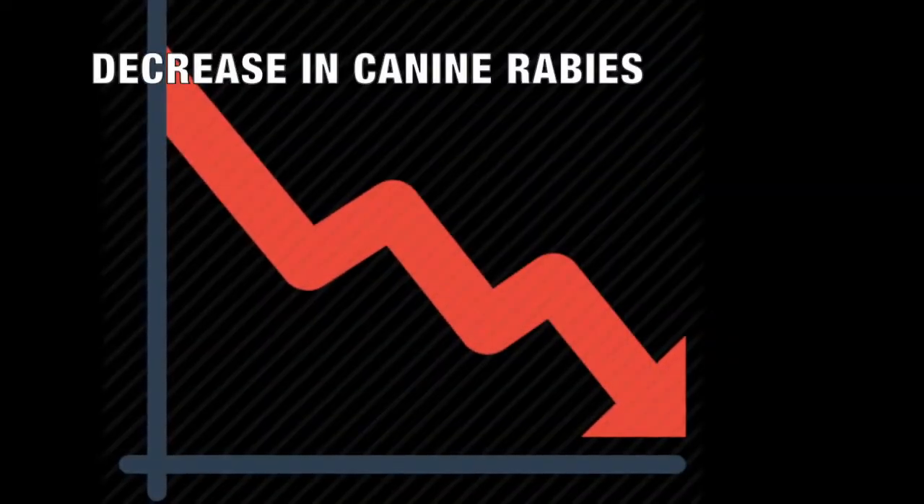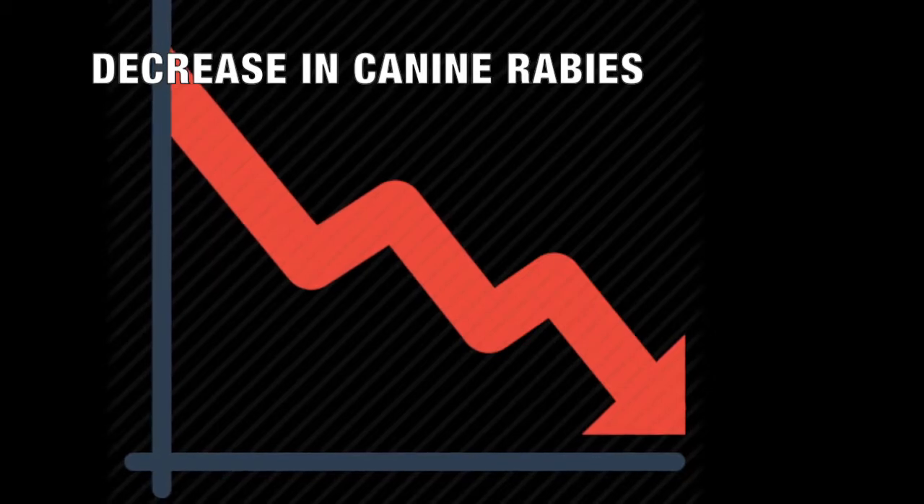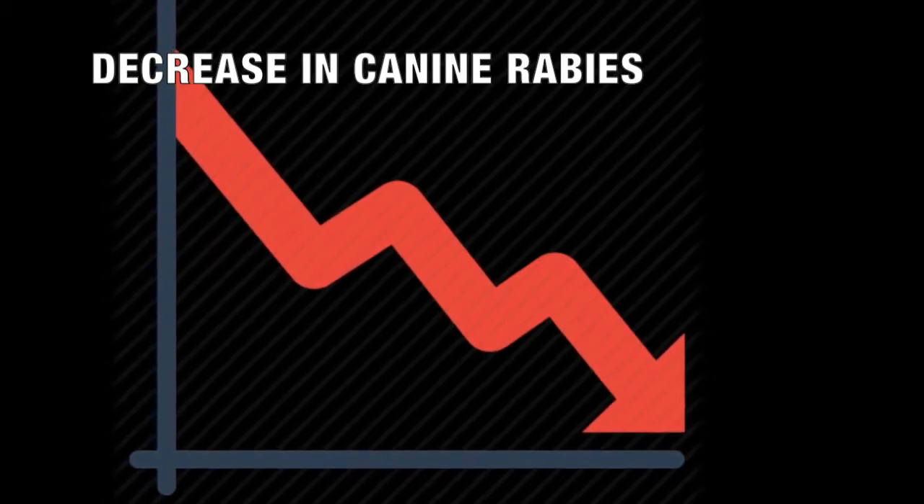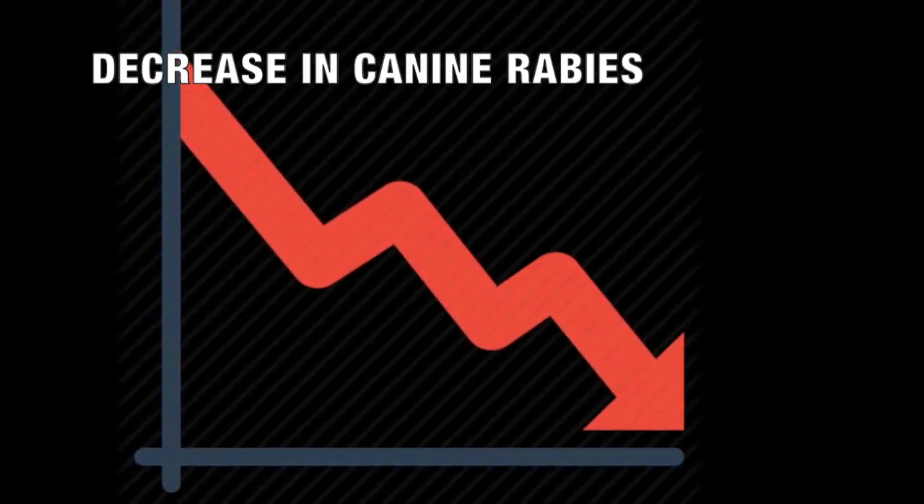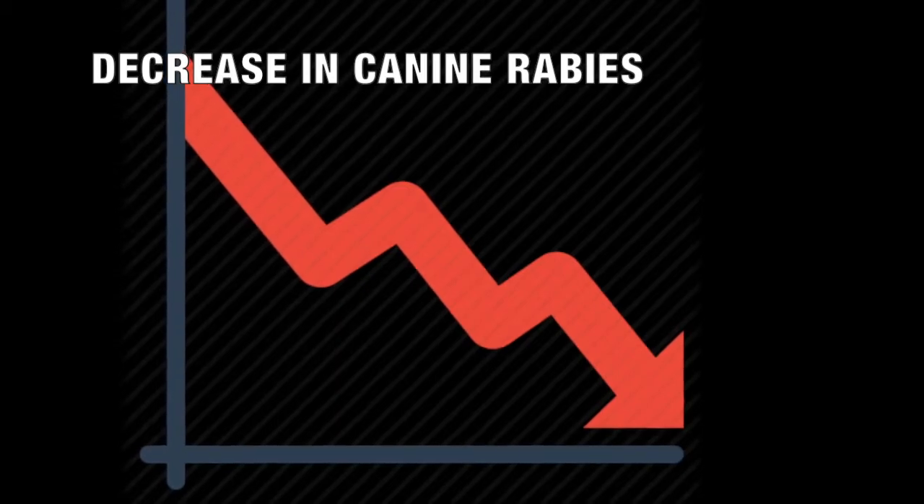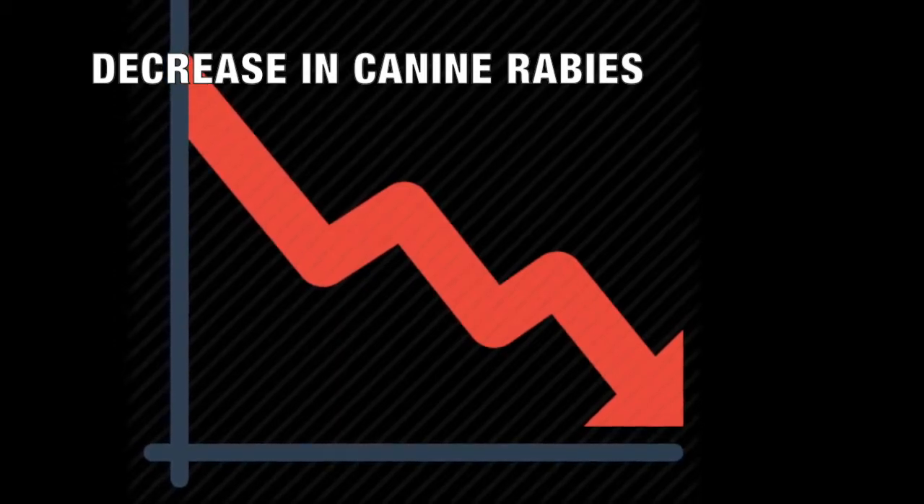Thankfully, legal and educational efforts to prevent rabies have been proven successful. The number of cases of canine rabies in the United States dropped from 8,384 in 1946 to 93 in 2009.